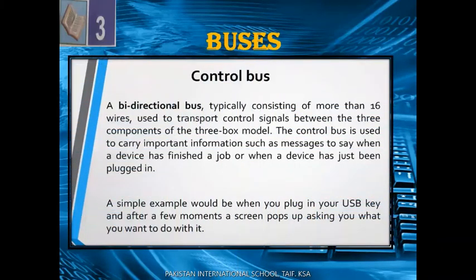So then we have a control bus. The control bus is a bidirectional bus, typically consisting of more than 16 wires, used to transport control signals between the three components of the three-box model. The control bus is used to carry important information such as messages to say when a device has finished a job or when a device has just been plugged in.